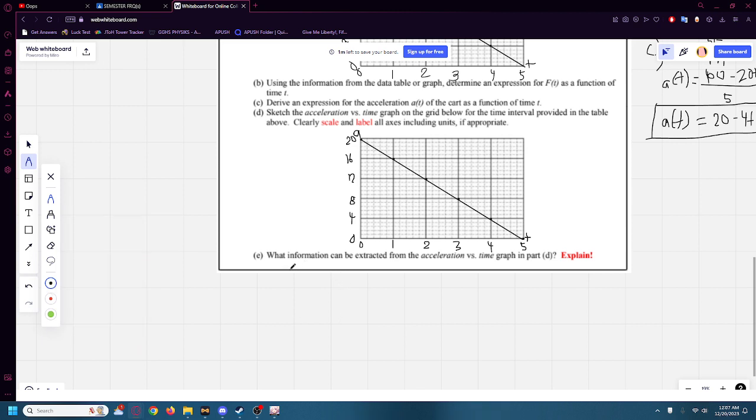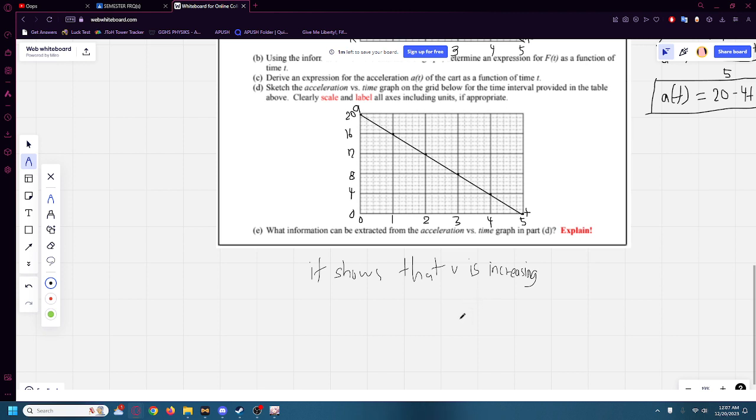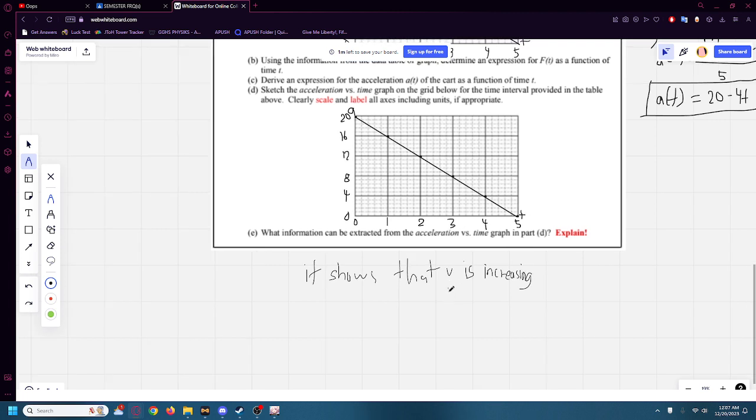The information that can be extracted from the a versus t graph is that it shows that v is increasing, and it also shows how much v increases every second.